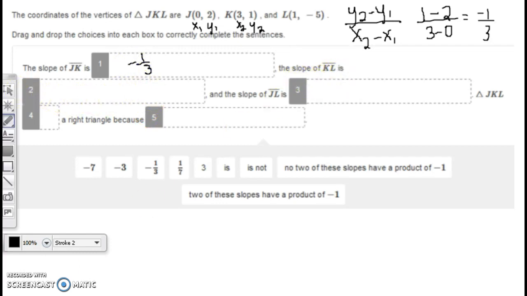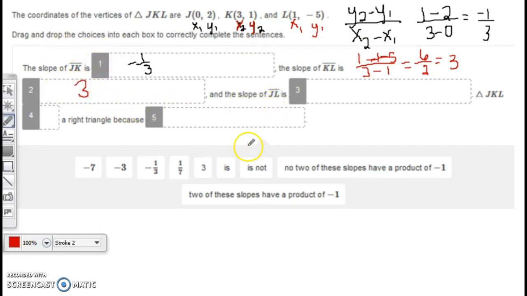All right, then it wants me to find the slope of KL. So I'm going to do the same thing. I'm going to use K and L. Since K is already labeled as x2, y2, I'm going to go ahead and label this one as x1, y1. Doesn't matter which one's which. All right, and then I'm going to plug it into my slope formula. So I'm going to do y2 minus y1 over x2 minus x1. Two negatives make a positive, so on the top I'd have 6. And on the bottom, I would have 2, and that reduces to 3. So the slope of KL is 3.